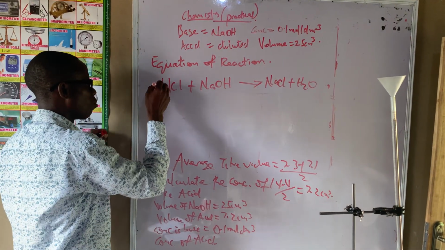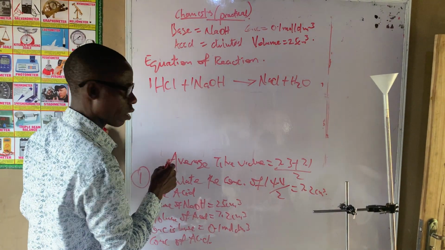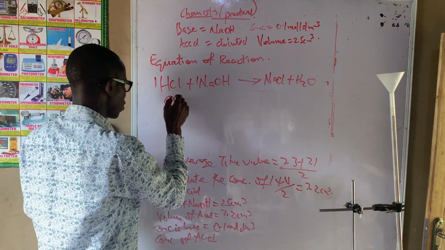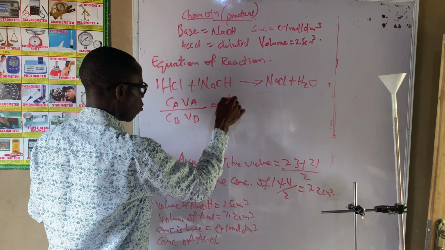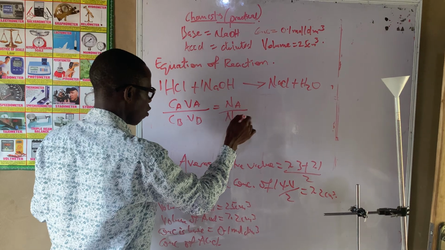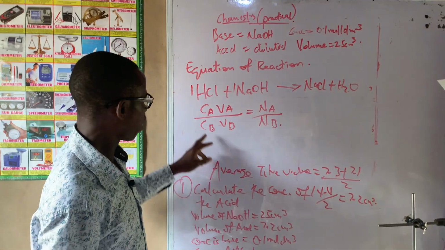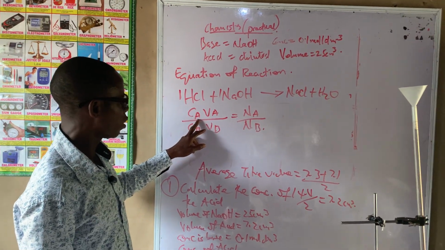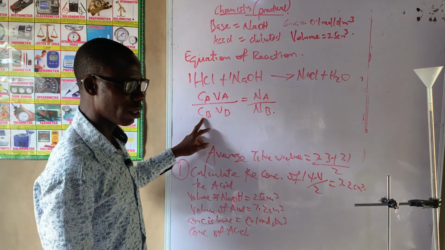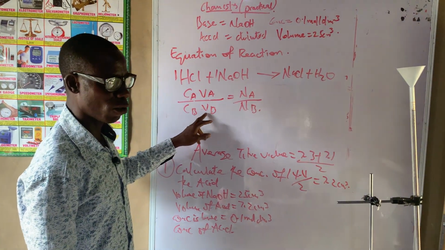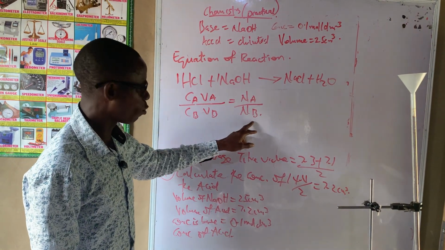So it means number of moles of acid is 1. For base also is what? Is 1. So therefore, taking your formula now, CaVa over CbVb equals number of moles of acid over number of moles of base. Number of moles for the sodium hydroxide. So this is the Ca, meaning concentration of acid. Va means volume of acid. Cb means concentration of base. Vb means volume of the base. Na means number of moles of the acid, Nb number of moles of the base.